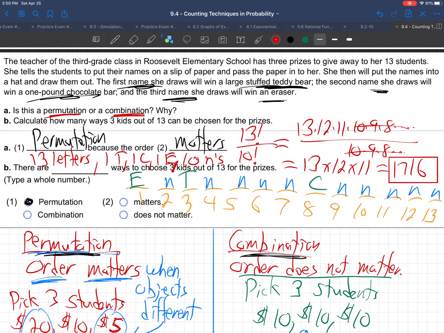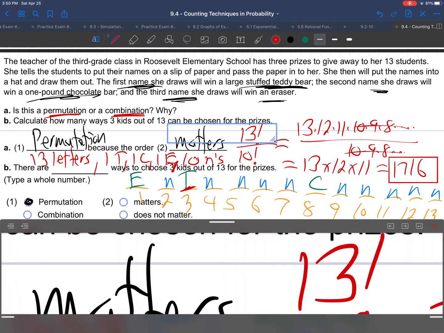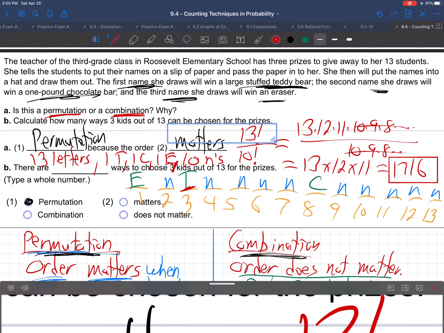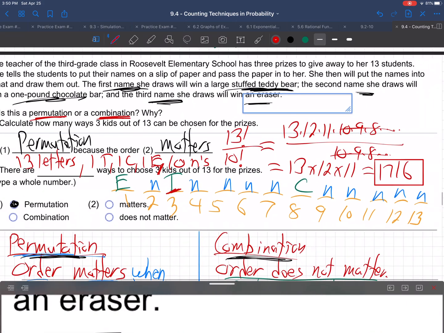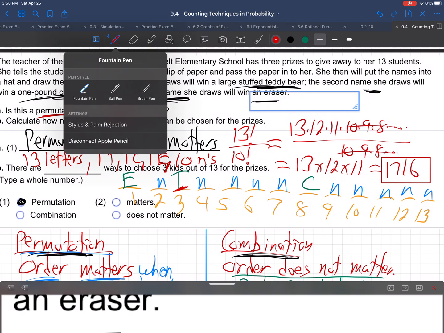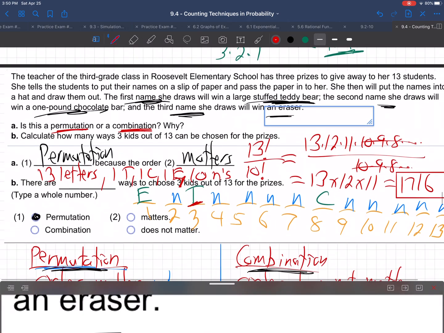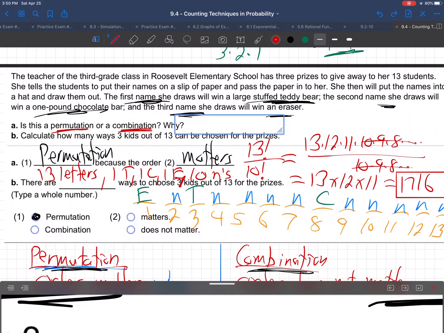So it's all the ways to put in order 13 letters for the 13 kids, where one of them is a T, and one of them is a C, and, sorry, I'm getting lost there. Okay, there we go.